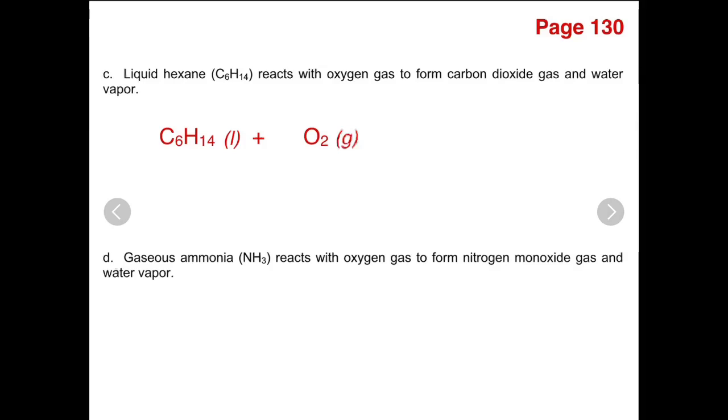What is carbon dioxide? Carbon would be C, and dioxide means you will need 2 oxygen, so it would be CO2, and it's a gas. It's also going to form water vapor too. So I'm going to add water vapor, which is a gas. Now, what we are going to do is look at what we should avoid.